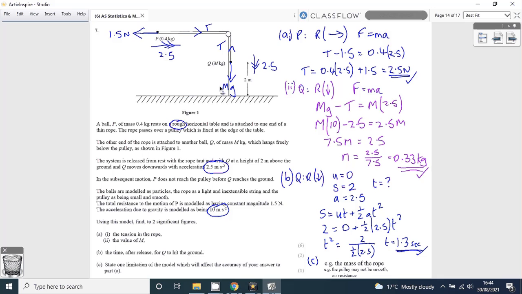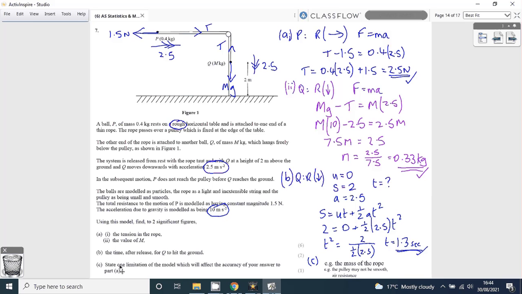Now for part B, we're again resolving for Q, in the direction of motion, so resolving downwards. It's initially at rest, so our u is 0. The distance it travels before it hits the ground is 2. The acceleration is 2.5. We need to work out what t is. So using s equals ut plus half at squared, we can work out that t was 1.3.